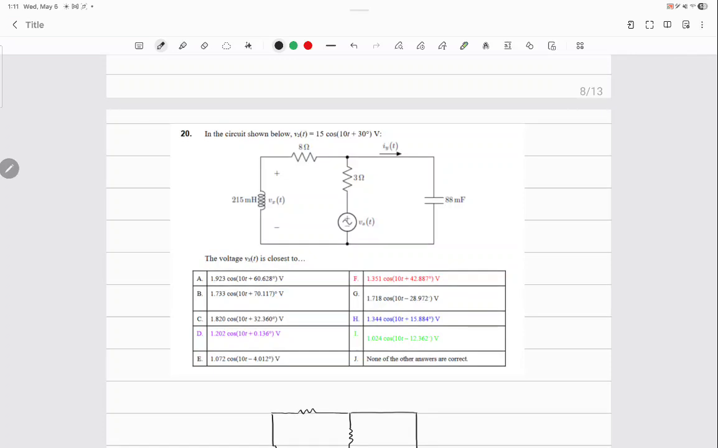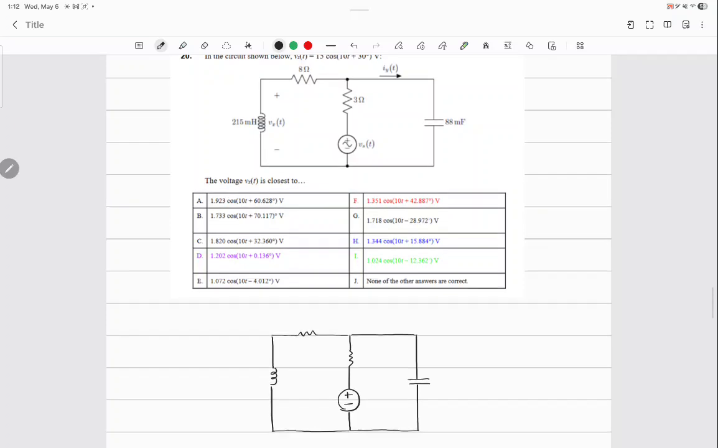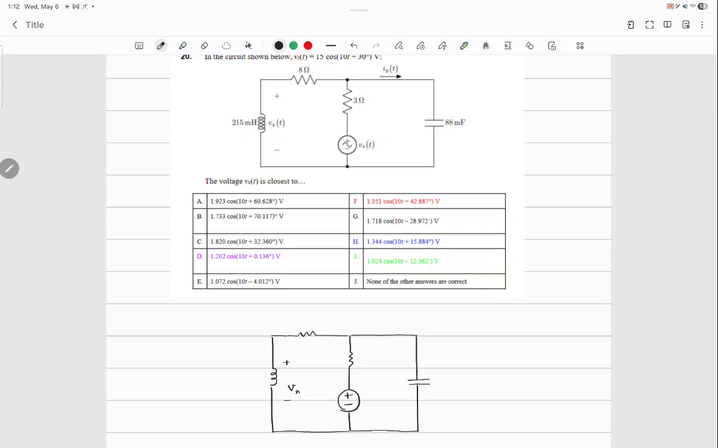In the circuit shown below, Vs is given to you, and it's asking for Vx. So what is the first step? Change everything into phasor form. So this is going to be the phasor of Vx.